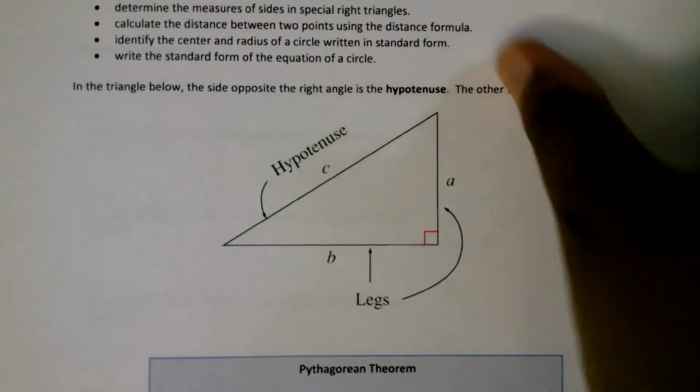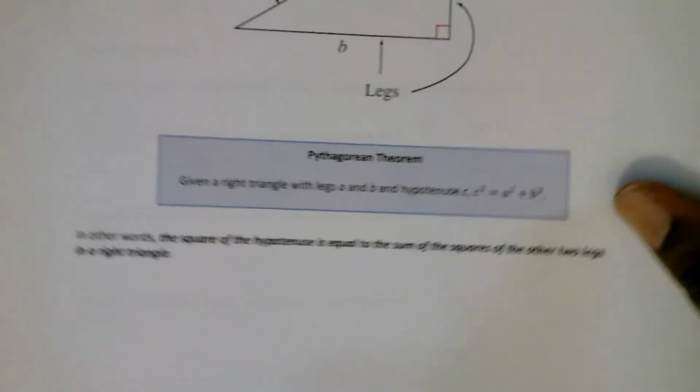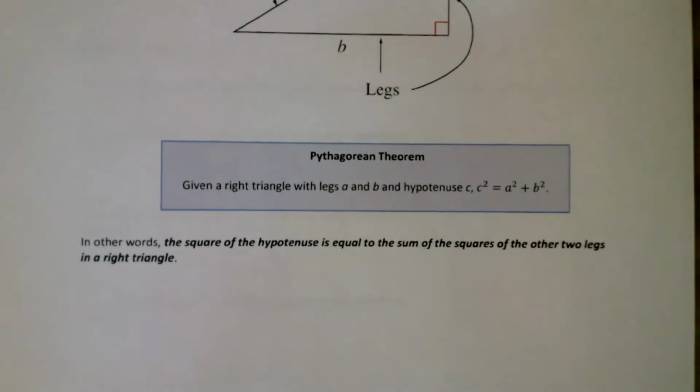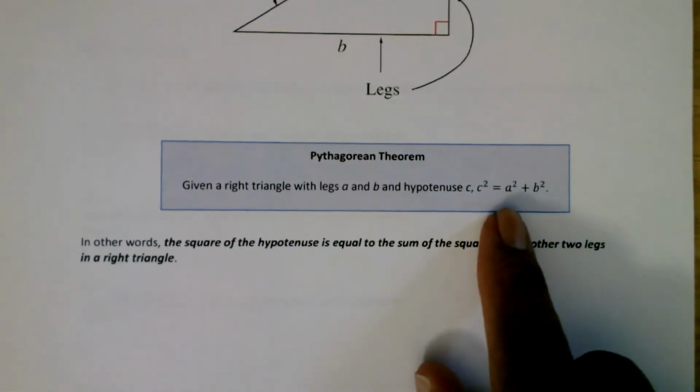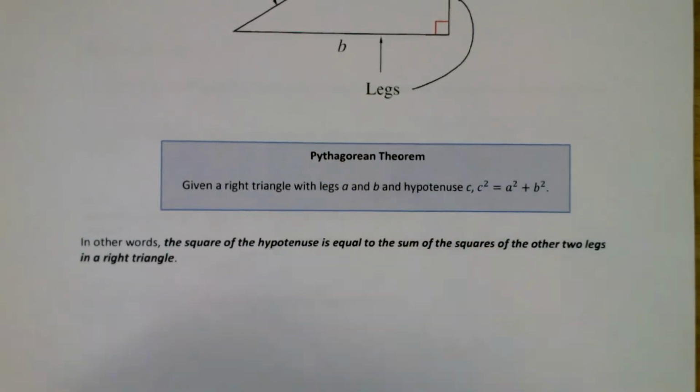Now, let me introduce you to the Pythagorean theorem. Now, this is only for a right triangle. If you are given a right triangle with legs A and B and the hypotenuse C, then this is our Pythagorean theorem. C squared is equal to A squared plus B squared. In other words, if you were to write this out in words, the square of the hypotenuse is equal to the sum of the squares of the other two legs in that right triangle.